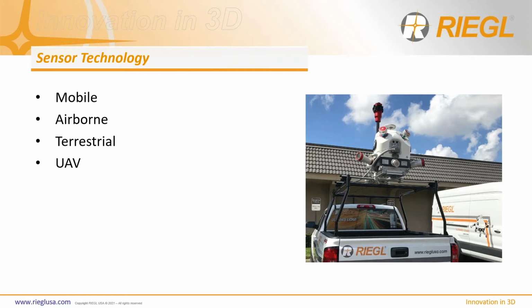Doing a small site like a substation where you need to be on the ground because you can't fly there and you can't drive there, that's more of a static tripod solution. And of course, the UAV brings in its own unique set of parameters and certainly scan collection.